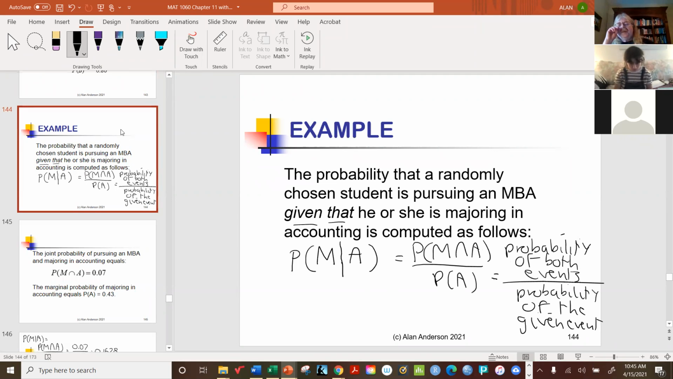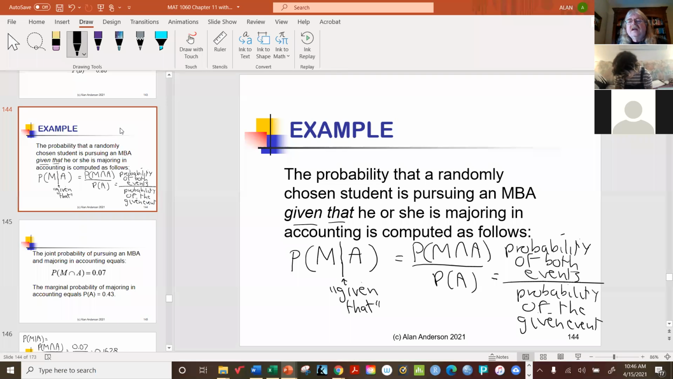How about this one? The probability that a randomly chosen student is pursuing an MBA, given that he or she is majoring in accounting. Now, this time, the information that we are providing is the fact that this person is studying accounting. That's why that goes here after the given that sign or symbol. Don't forget, this is given that. So what do we know? We already know that this student is getting their degree in accounting. With that information, we now should be able to figure out the probability that they're getting their MBA.